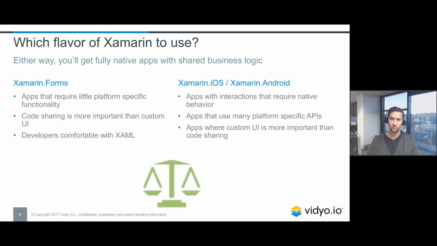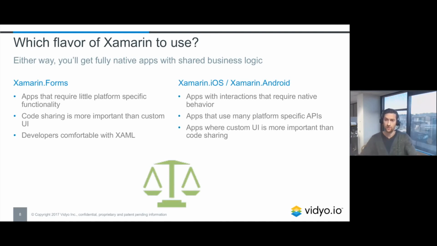So, a developer might ask the question of which flavor of Xamarin to use. The good news is that either way, you're going to get fully native apps with shared business logic. You might choose Xamarin.Forms if your application requires little platform-specific functionality, where code sharing is most important rather than a custom UI, and developers are comfortable with XAML, which is an XML-based markup language developed by Microsoft. You might be familiar with XAML if you've developed .NET WPF applications.